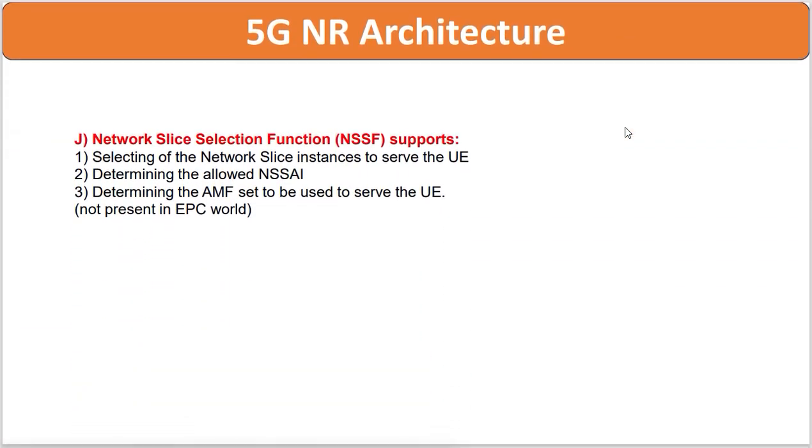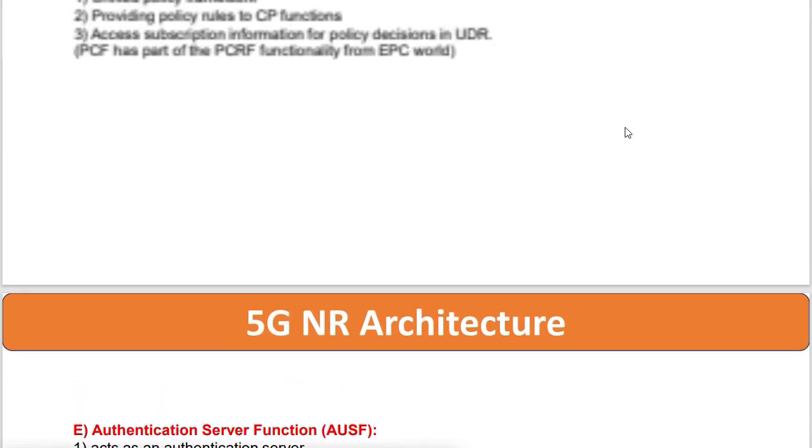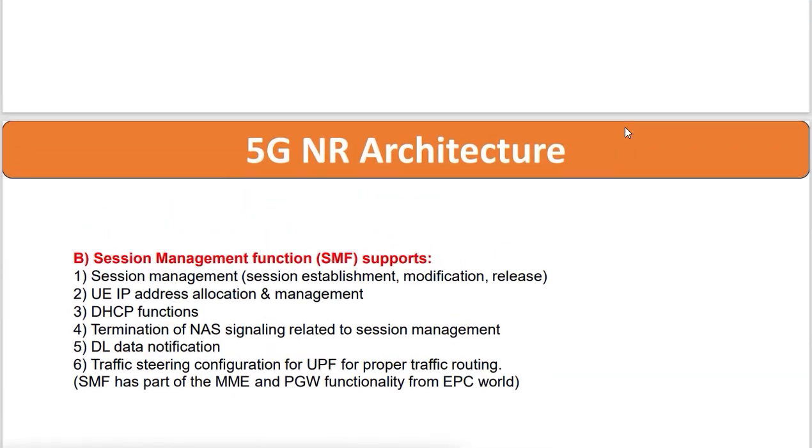And this last network function is NSSF, which is called the network slice selection function, which supports selection of the network slice instances to serve the user equipment. It determines the allowed NSSAI, and determines the AMF set to be used to serve the UE, and this is a function which is not present in the evolved packet core of 4G. Okay, so these are the components of 5G, and here you have already seen the similarities between 5G and 4G components.